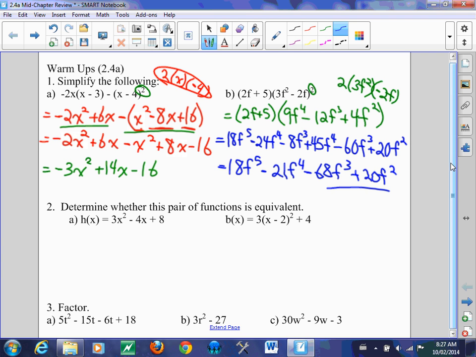Okay, so there's B. Let's try number 2. Determine whether this pair of functions is equivalent. Okay, notice, ladies and gentlemen, that A is in standard form and B is in vertex form. So what I'm going to do is expand this one and see if I end up with the first one. Okay?